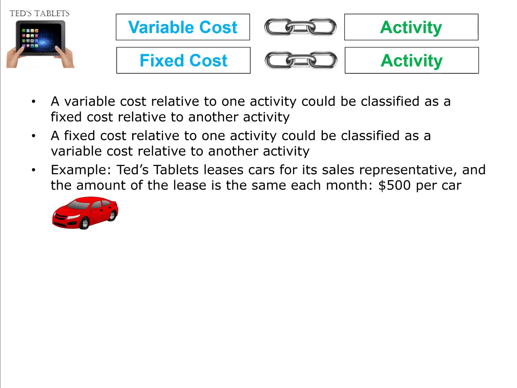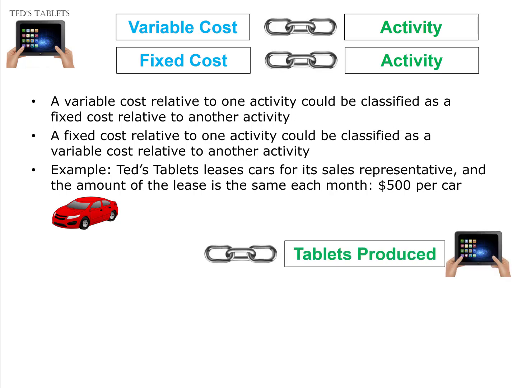Let's say Ted's Tablets leases cars for its sales representatives, and the amount of the lease is the same each month, $500 per car. And for each salesperson, there's one car, but Ted's Tablets only has one salesperson. So here's the question. Relative to the number of tablets produced, is the cost of the lease a variable or fixed cost? Well, whether Ted produces one tablet or a million tablets, he still has a $500 per month lease expense. So it's a fixed cost relative to the number of tablets produced.